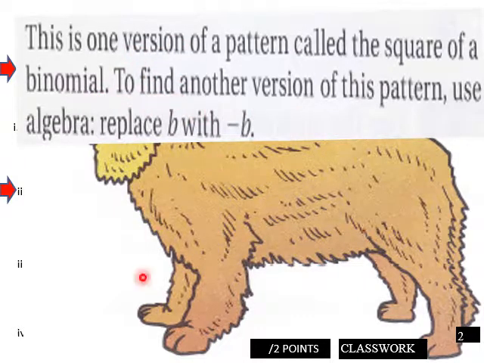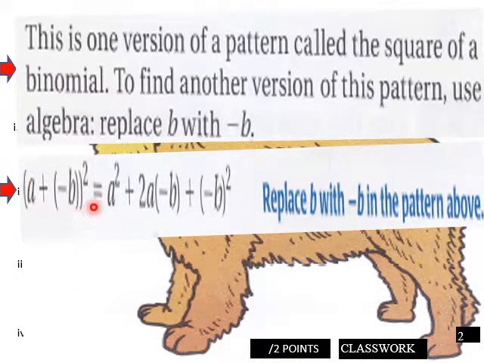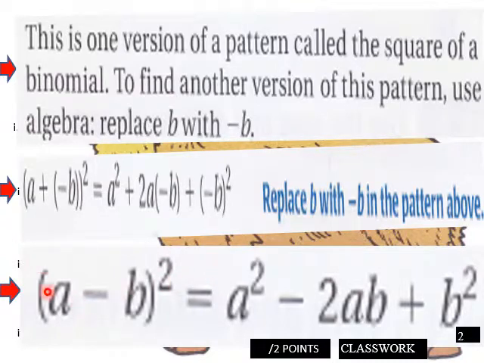To find another version of this pattern, use algebra. Replace b with negative b. So a plus a negative b, squared, equals a squared plus 2a times negative b plus negative b squared. Replace b with negative b in the pattern above. The difference of a square will yield this trinomial pattern: a minus b squared yields this. That's really all they're saying, and this is on your class worksheet page.